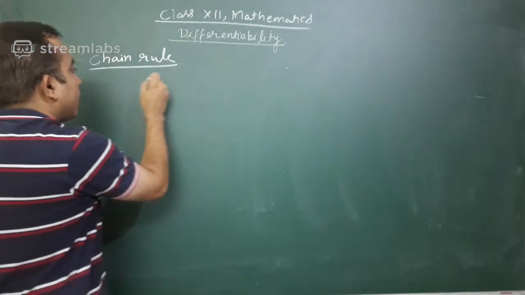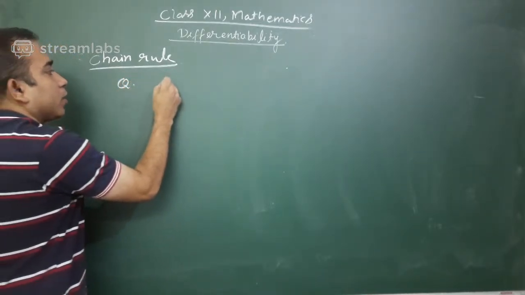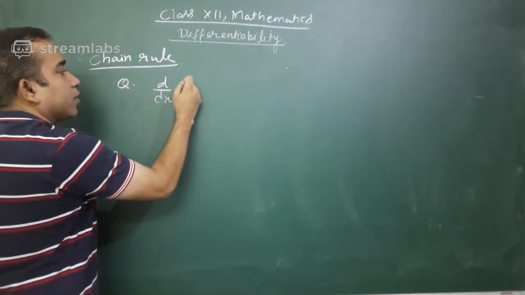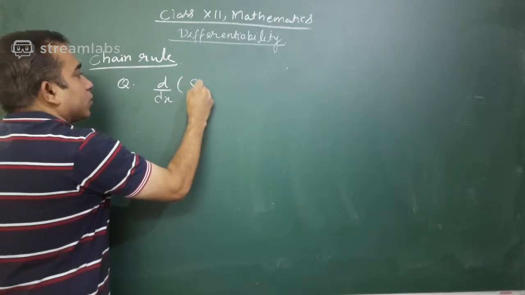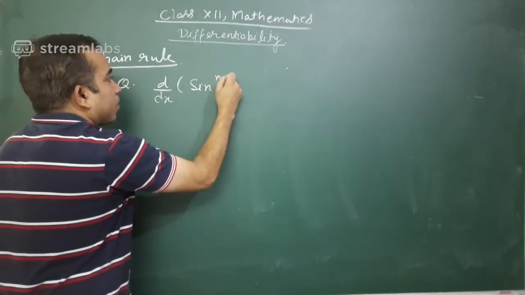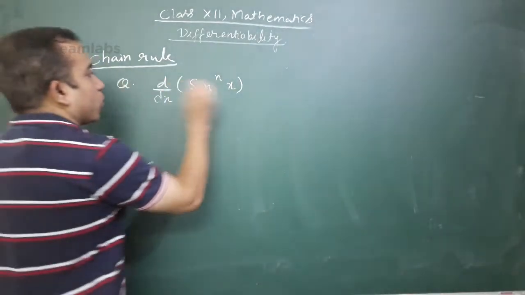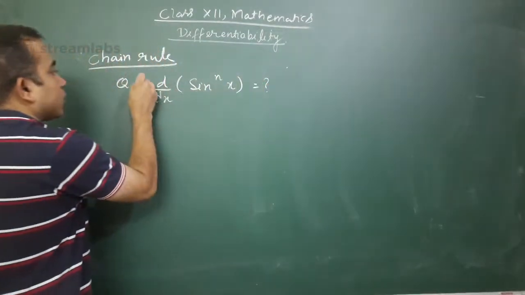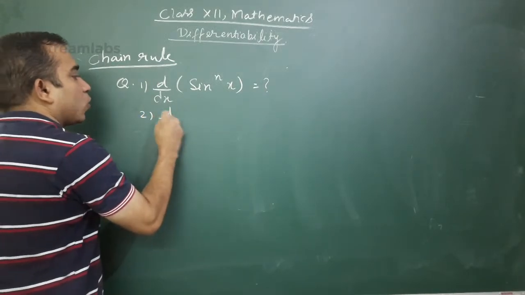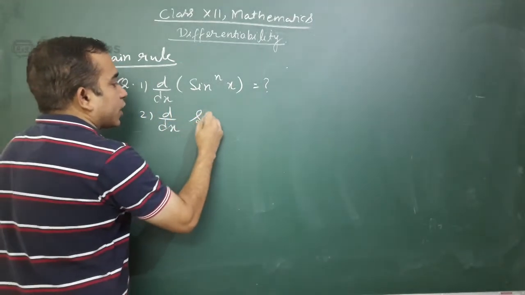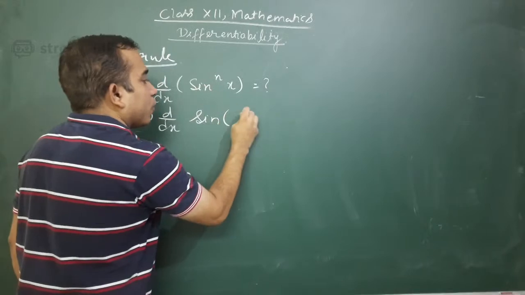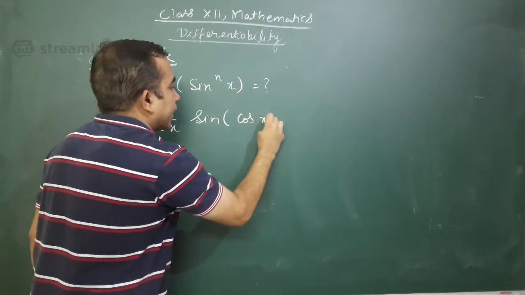भाई मान लीजिए क्वेश्चन है कि d upon dx you find of sin power n x. ये क्या होगा, मान लीजिए ये क्वेश्चन है, और suppose the question is that you have to find out d upon dx of sin of cos x square.